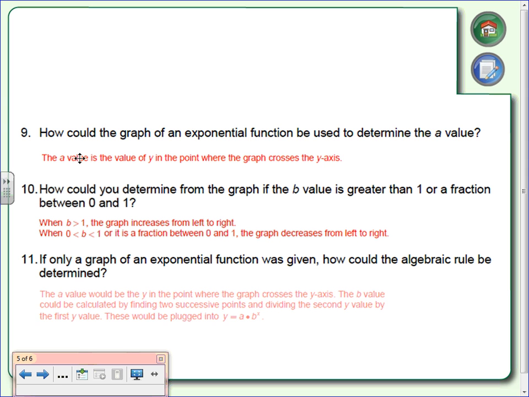Here we go, guys. The A value is just where the graph crosses the y-axis, which we've already said. We set it up here on number 9. The B value is calculated by finding two successive points and dividing the second y value by the first y value. Finding two y values and dividing the second y value by the first y value. They've got to be successive points, one right after the other. Don't skip it.